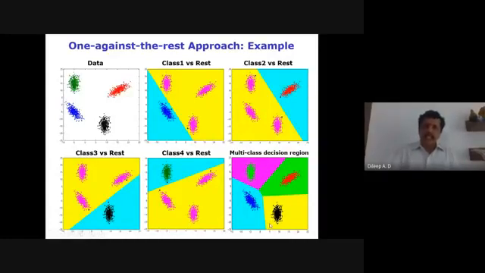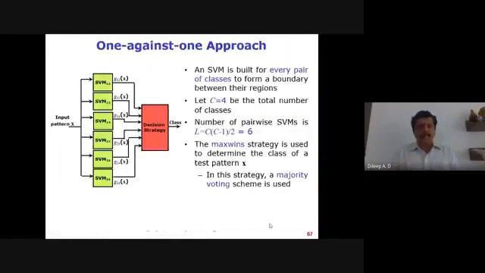The second strategy is the one against one approach. Here, an SVM is built between every pair of classes. Suppose we have C classes, then the total number of SVMs to be built is C into C minus 1 by 2, that is, C choose 2 SVMs. When a test example is passed to each of the pairwise SVMs, we look into their decisions, and a majority voting scheme is used to decide which class it has to be assigned to.